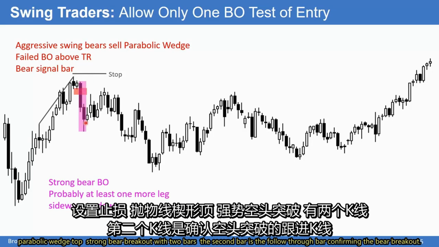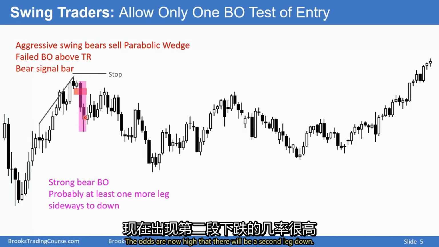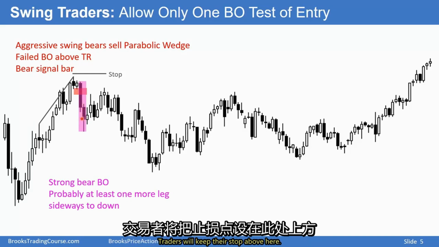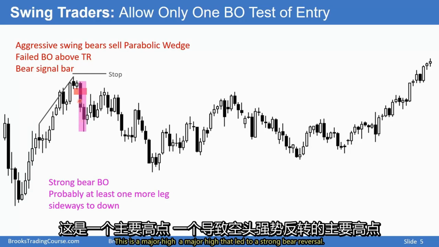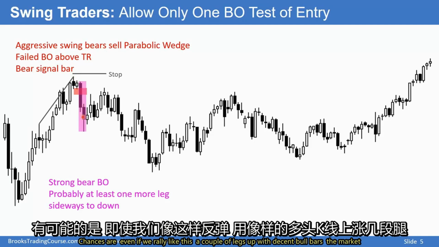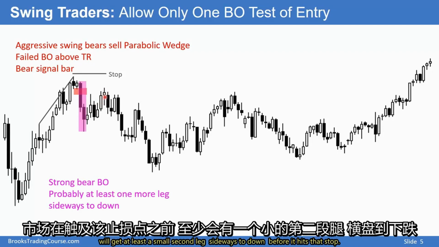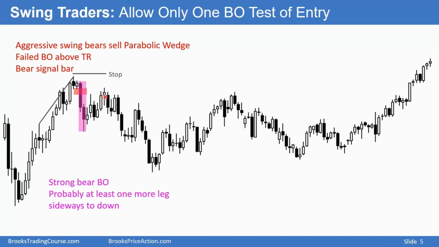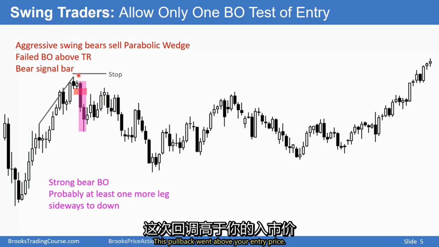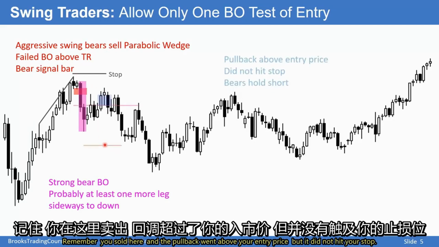Strong bear breakout with 2 bars. The second bar is the follow-through bar, confirming the bear breakout. The odds are now high that there'll be a second leg down. Traders will keep their stop above here. This is a major high that led to a strong bear reversal. Chances are, even if we rally like this, a couple legs up with decent bull bars, the market will get at least a small second leg sideways to down before it hits that stop.